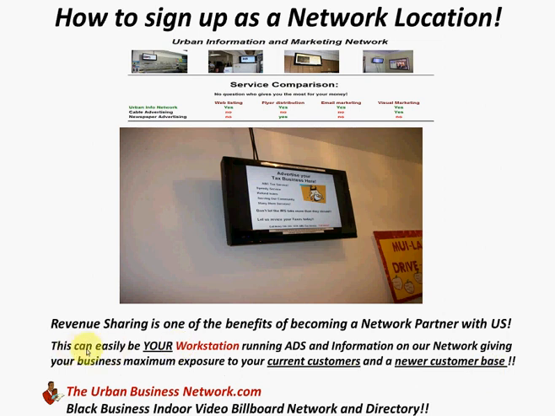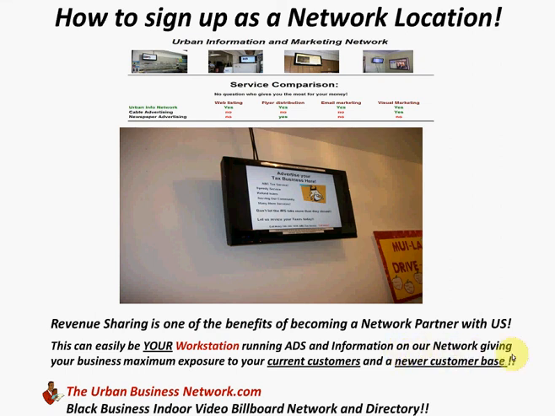Like I said, this could easily be your workstation, running ads and information, not only ads but also information pertinent to black people in the black community. We also have an information portion. We have entertainment. We have so many different things. Don't let me get started on that. Anyway, go to the website and read all about that.